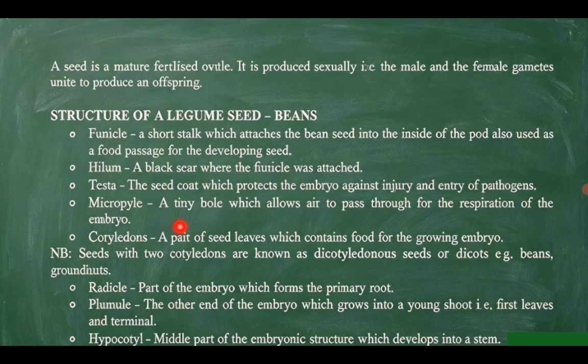So the micropyle is a tiny hole which allows air to pass through for the respiration of the growing seed, the embryo. And then we have the cotyledons. The cotyledons are basically a pair of seed leaves which contain food for the growing embryo.